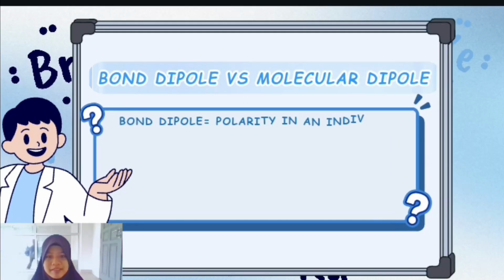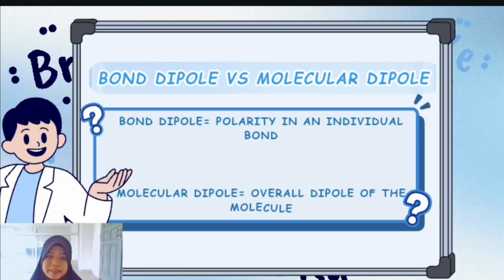So, what is the difference between bond dipole versus molecular dipole? Bond dipole is polarity in an individual bond, and molecular dipole is the overall dipole of the molecule.